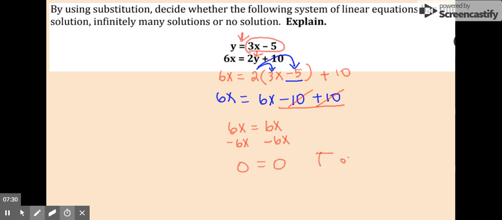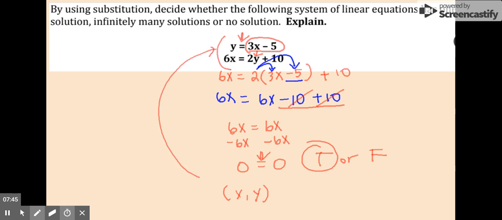Is it true or false? It is a true statement, right? Because 0 is always equal to 0. So now we can say there are a lot of ordered pairs which make this equation true, which means there are infinitely many solutions.